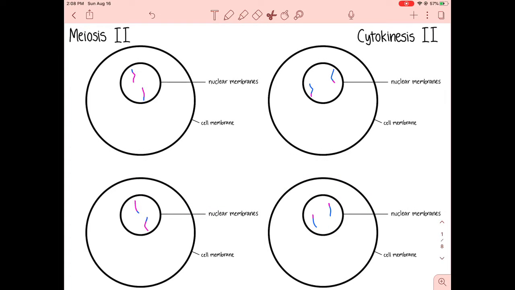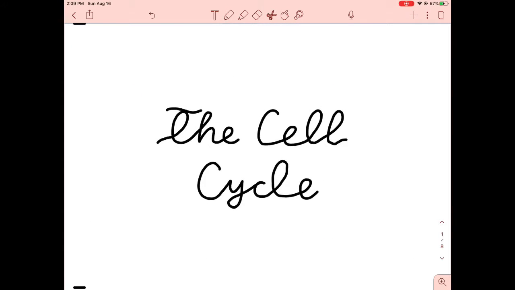Finally comes cytokinesis II, in which the cells fully split, resulting in 4 daughter cells. This whole process allows every child to look different, which creates genetic diversity.